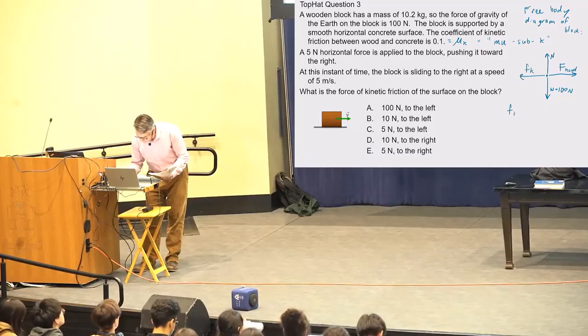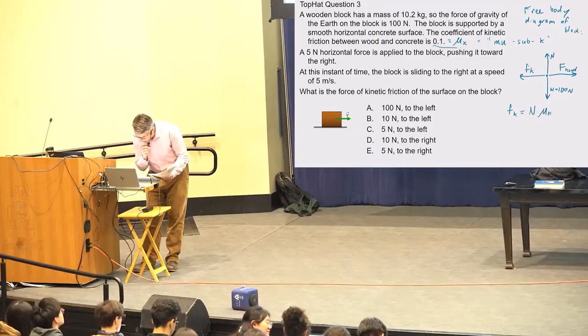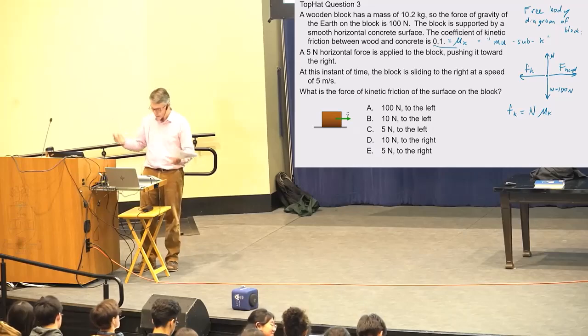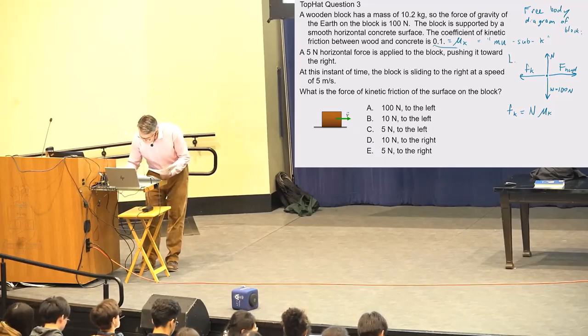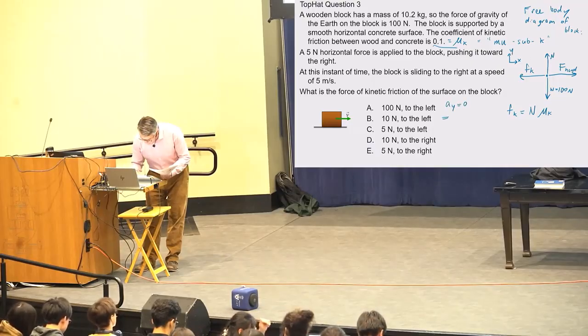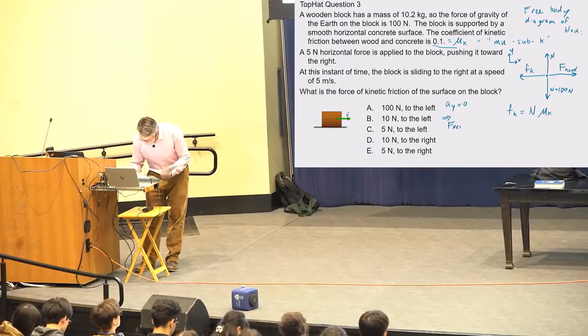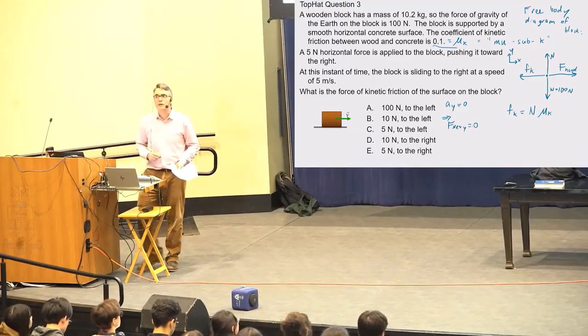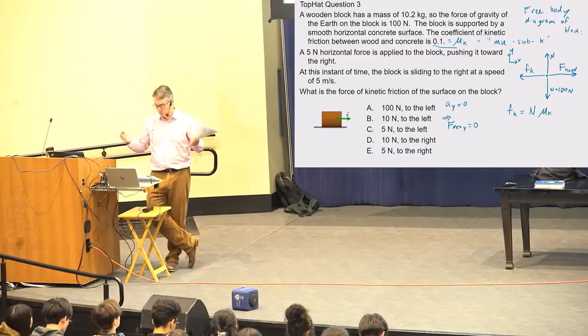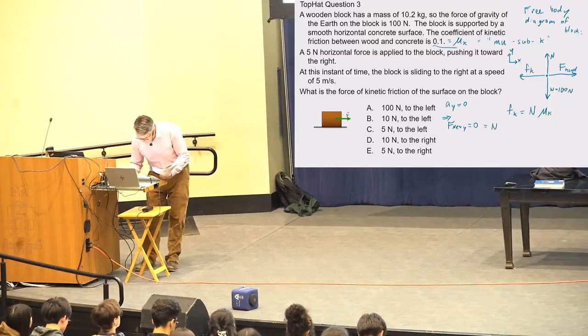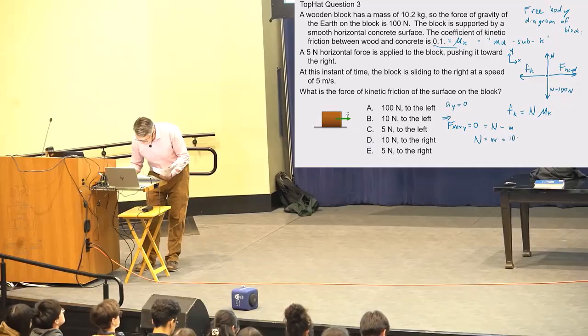And we have an equation, F sub k just equals the normal force times mu sub k, and mu sub k is 0.1. What we don't have is the normal force, but if we define x to be to the right and y to be positive, then a sub y is equal to 0. And that means F net in the y direction is also equal to 0, because you're balancing those forces. That's equal to all the positive forces minus the negative forces. So N equals W, which equals 100 newtons.